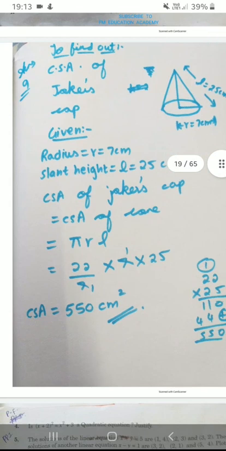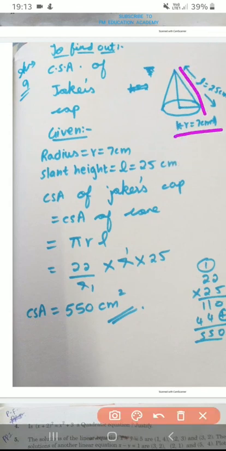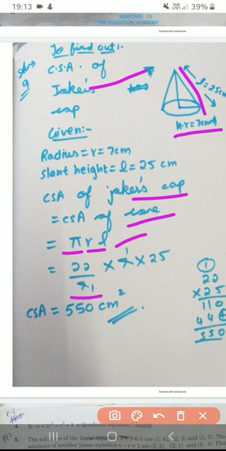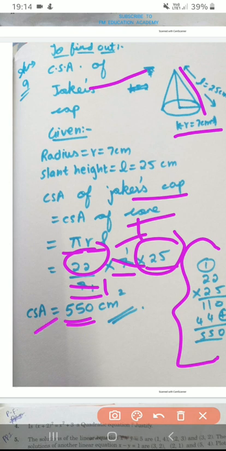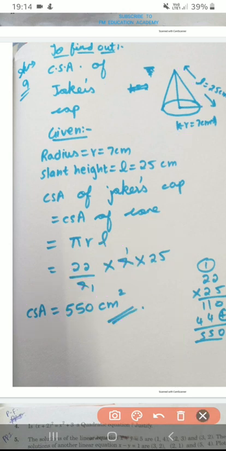So here, this is my radius, which is 7 centimeters. Slant height is 25 centimeters. I have to find the curved surface area. So the curved surface area of the joker's cap is equal to the curved surface area of the cone, that is equal to pi r l. Pi is 22 by 7 into r is 7 into l is 25. 7 ones are 7, 7 ones are 7. I need to multiply 22 into 25. If I multiply 22 into 25, I'll get the answer as 550. So I got the curved surface area of the joker's cap as 550 centimeters square.